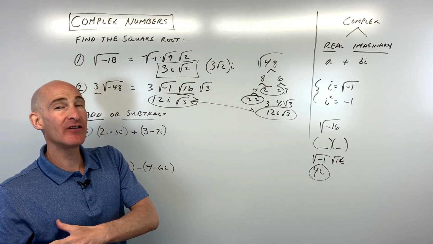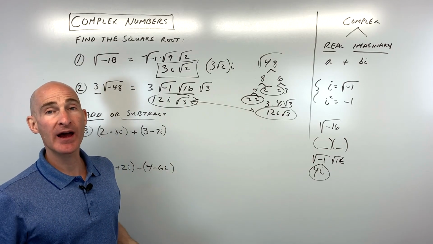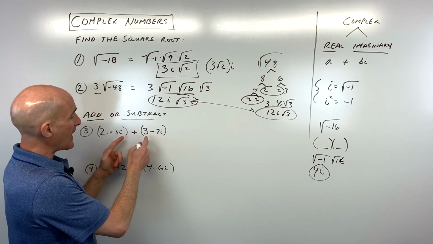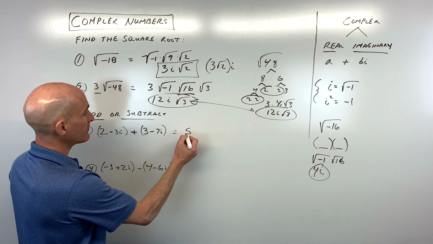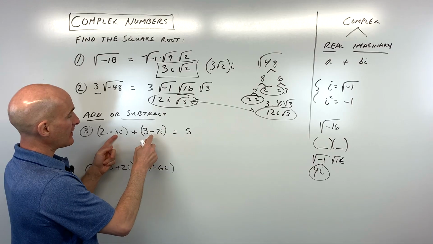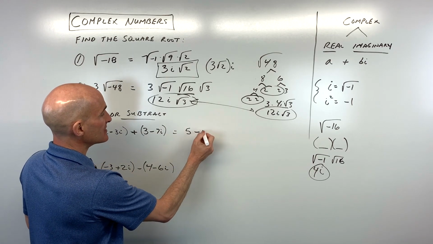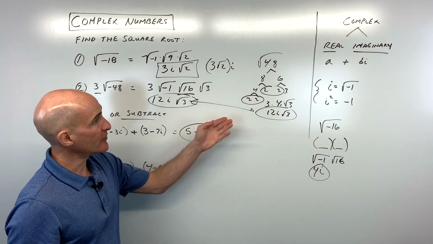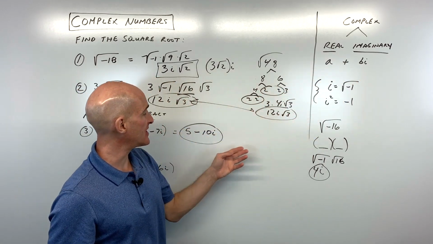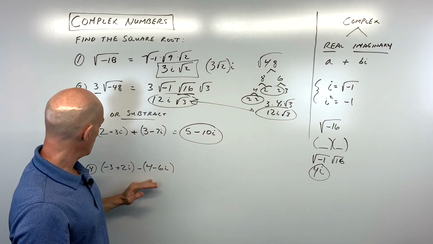You can think of i as a variable, like x or y or z. And what you're doing is combining like terms. So 2 plus 3 is equal to 5, right? And -3i plus -7i gives us -10i. You always want to put the real part first, the a, and then the imaginary part second, that's your bi. Let's go down to number 4 now.